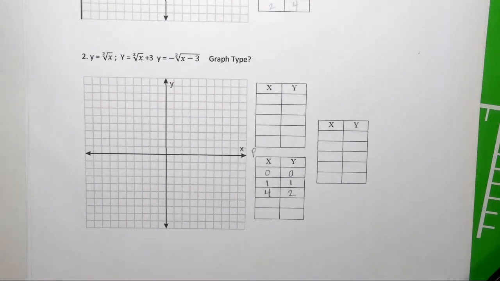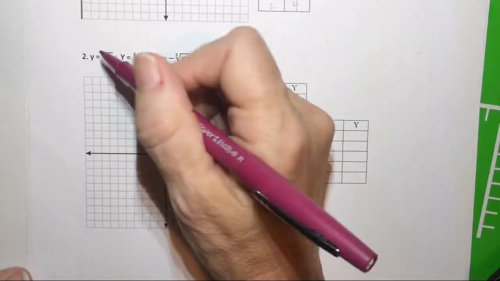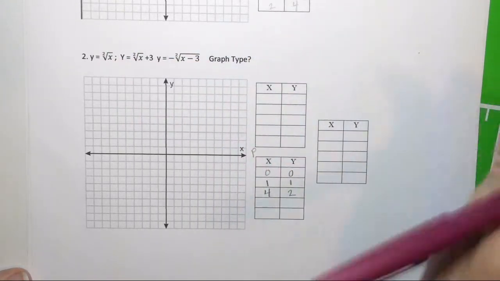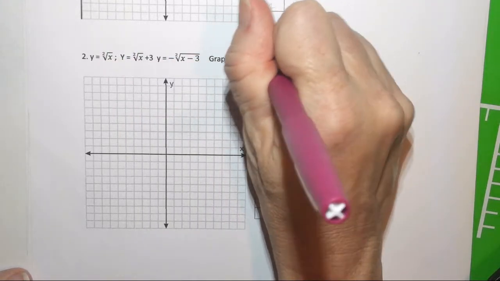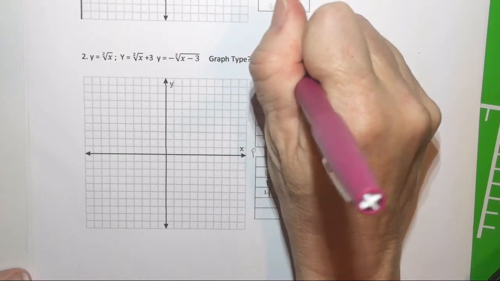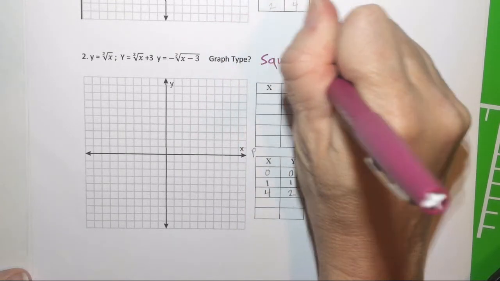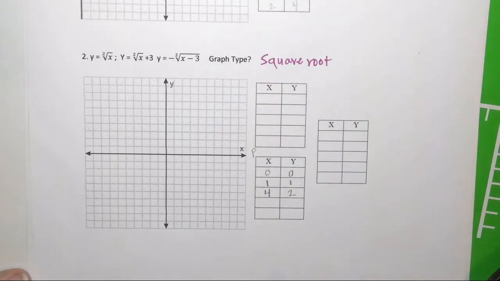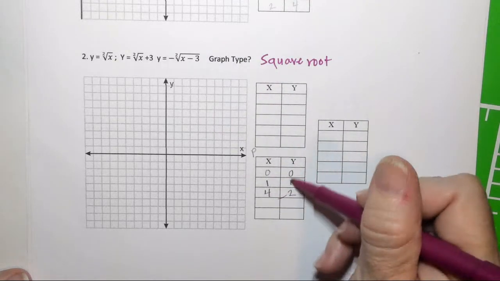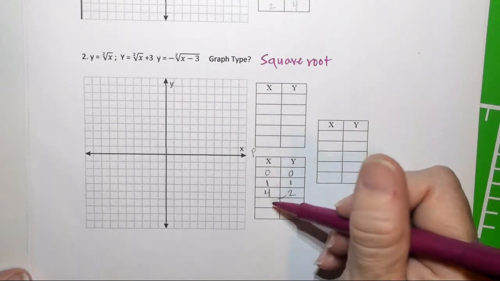On number 2, what type of graph is this? Look at the square root sign. That should be a huge key for you. So our graph is our square root graph. And here's our parent value t-table again. Notice those positive numbers.